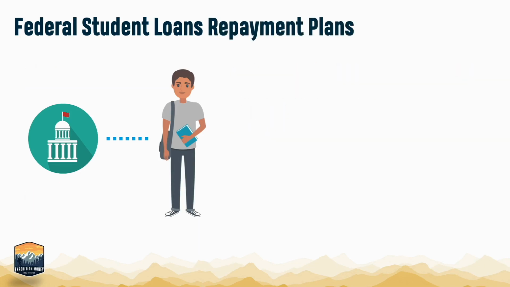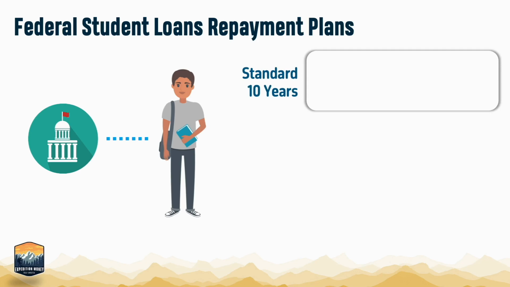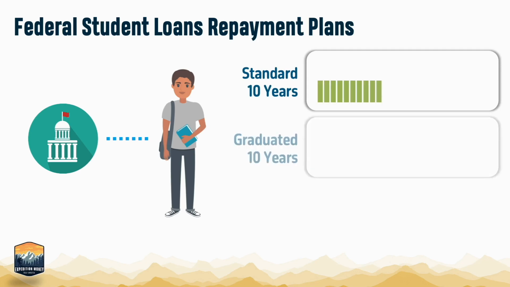Let me explain how loan payments are determined once you're out of school. The payment will generally be billed on a standard 10-year repayment schedule. You'll have level monthly payments for 10 years. You can request a different repayment plan if it helps, such as a graduated plan. This will give you a lower payment initially, and every 2 years the payment will increase. The loan will still be paid back in 10 years, but the last payments will be higher than in the standard plan.